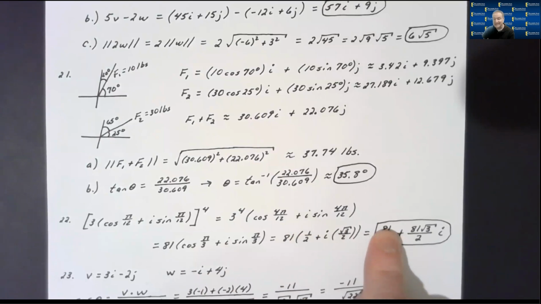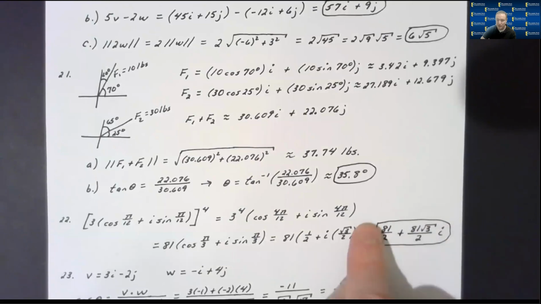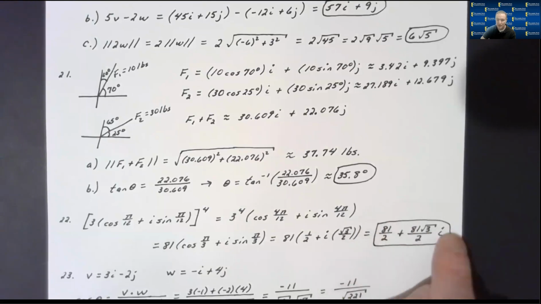Now, plus b times i. The coefficient of i is going to be 81 times the square root of 3 over 2, giving plus 81 square root of 3 over 2, all times your imaginary number i. This is your final rectangular form answer, a plus b times i. I will want that format for your complex number final answer.